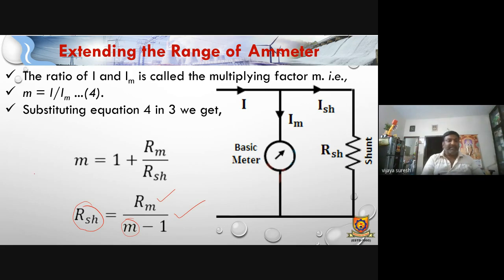So where m is nothing but I by Im. I is the total amount of current to be measured, and Im is the amount of current passing through the meter, nothing but the meter range. Okay, so Rsh equal to Rm by (m minus 1). Right, note this expression.